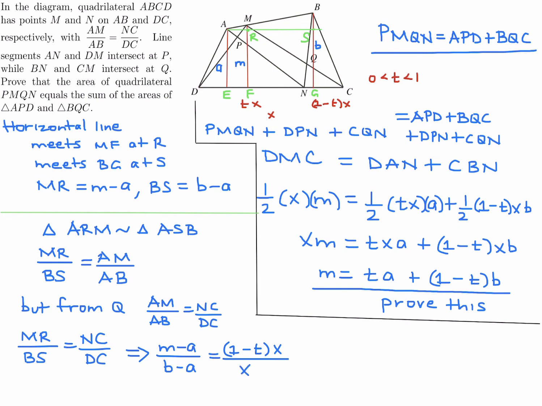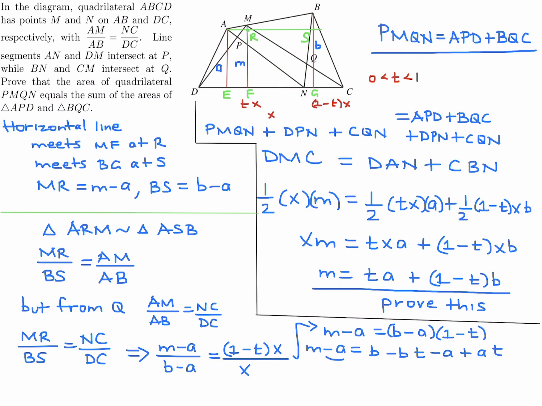All right, so this is where we are now. This x cancels with that x, so all we're left with is m minus a over b minus a is equal to 1 minus t. If you cross multiply, you'll get m minus a is equal to b minus a times 1 minus t. Expand this all out, and you get m minus a is equal to b minus bt minus a plus at.